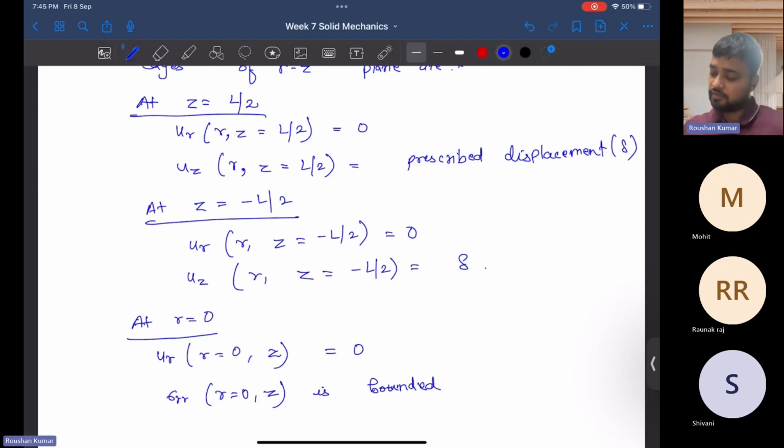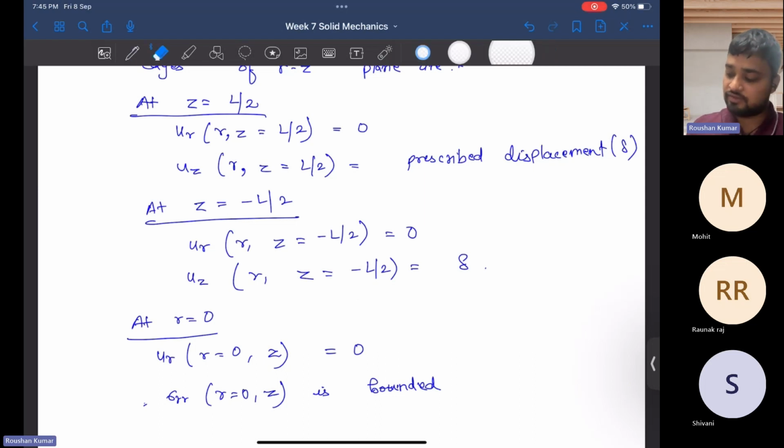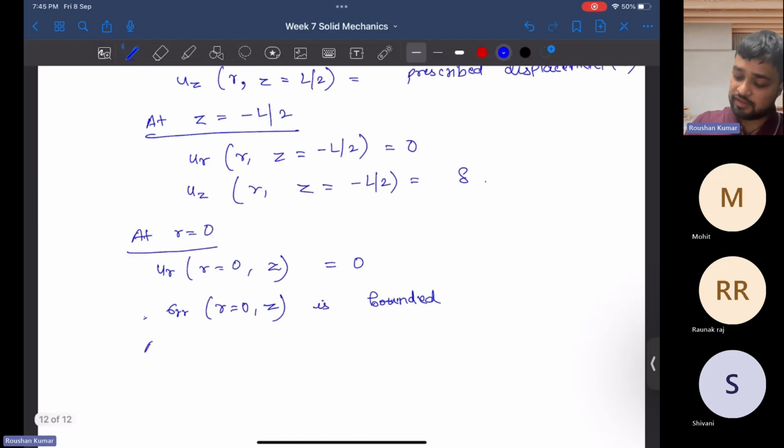because you can see that due to zero radial displacement at zero radius, when radius equal to 0 at any particular z, there is no radial displacement. So there is some restraint which opposes the deformation that happens at this point. So due to this restraint, we can say that there is some radial stress which will be acting on that point. Okay, so we can say that sigma rr is present at r equal to 0 at any z. So it is bounded. Next, at outer surface, that is at r equal to R.